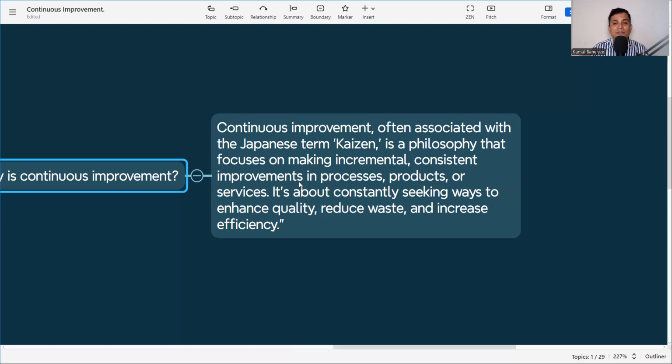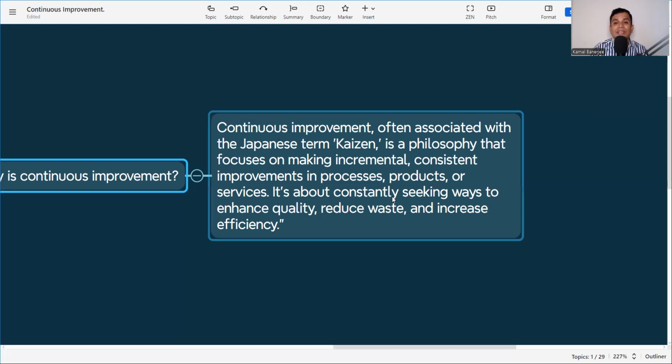Now, in any product or service, when you are making the process, there is always a chance to find a better way, or for improvement to be done. Suppose we are dealing with a building project, we need to deliver the building. When we're doing the concrete, the finishing work, whatever we are doing, there is always potential to make incremental and consistent improvement, to make it better. This process is called continuous improvement. That means whenever we are doing any activity or work, how we can make it better, or how we can redefine the process to make it better, that is continuous improvement. So it's about constantly seeking ways to enhance quality, reduce waste and increase efficiency.